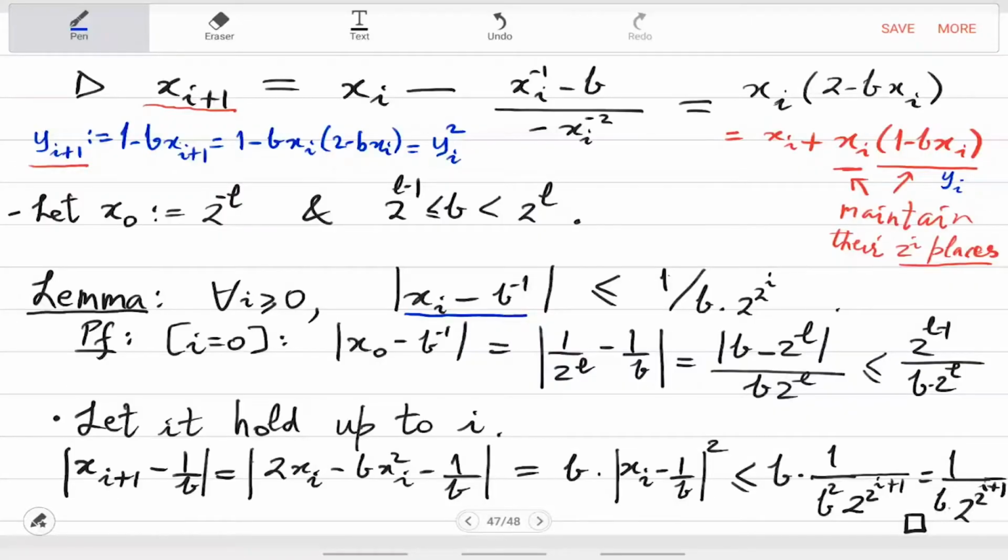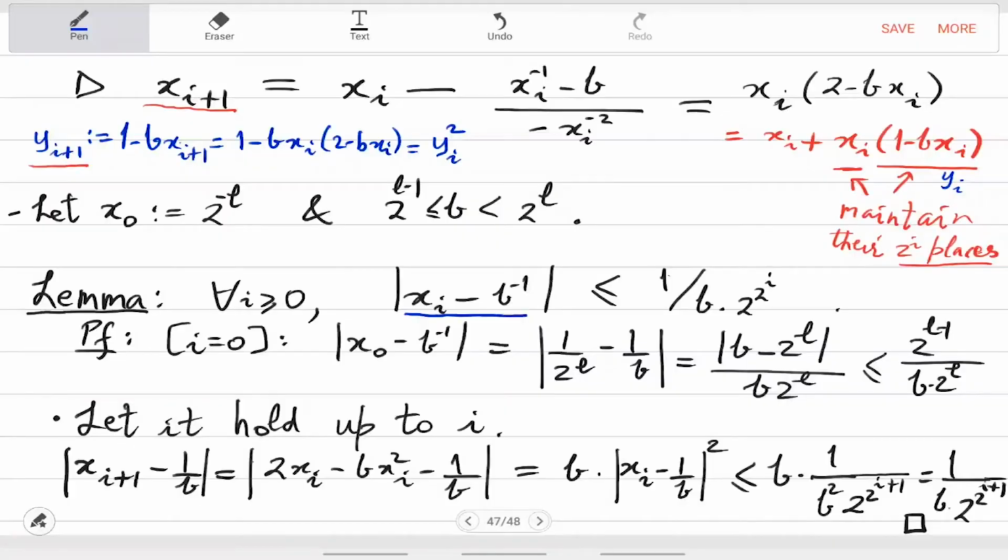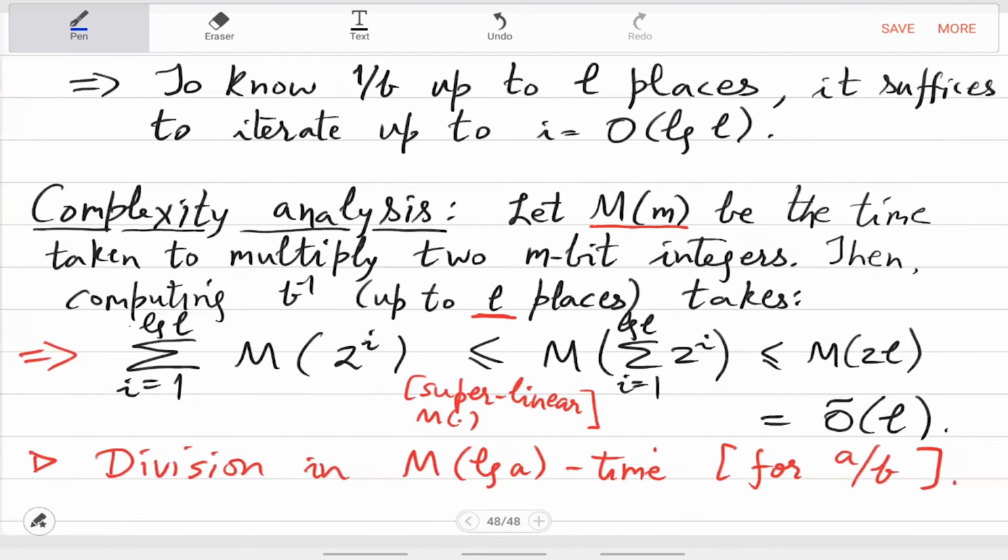The convergence here is called quadratic convergence. Quadratic because every time you are essentially doubling the number of binary places. Those many binary places are guaranteed to be correct.